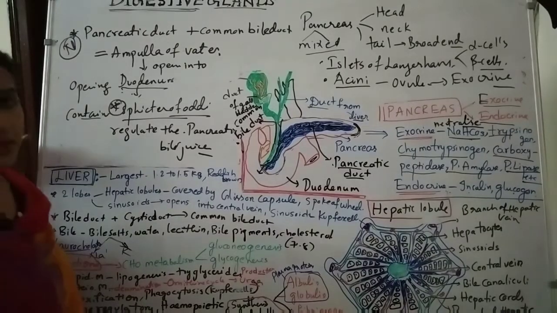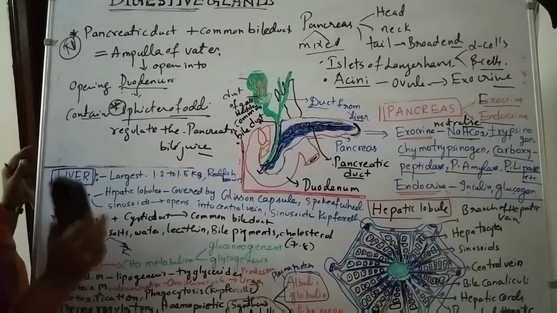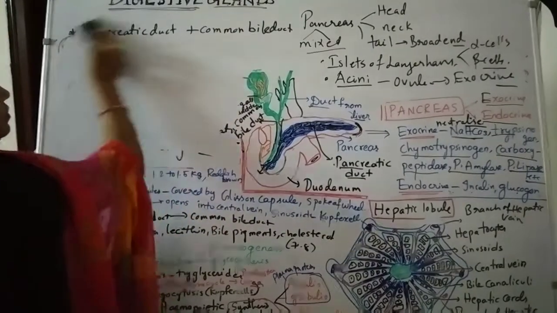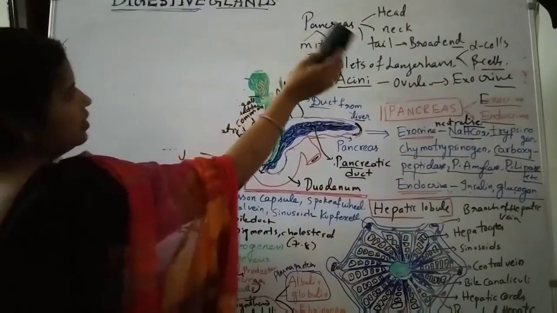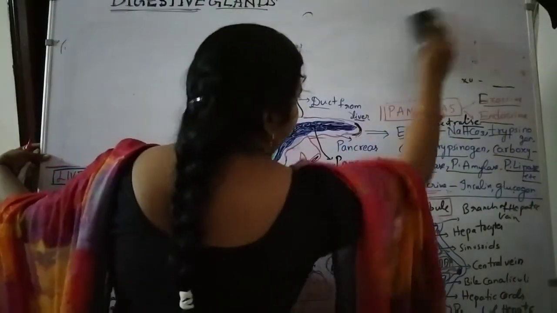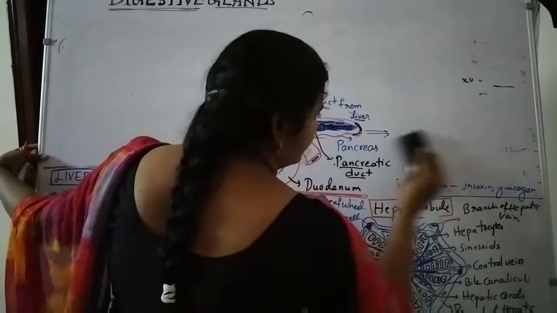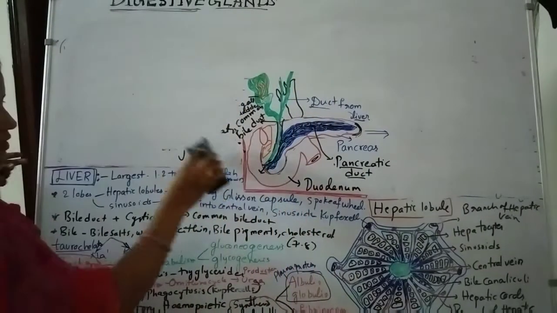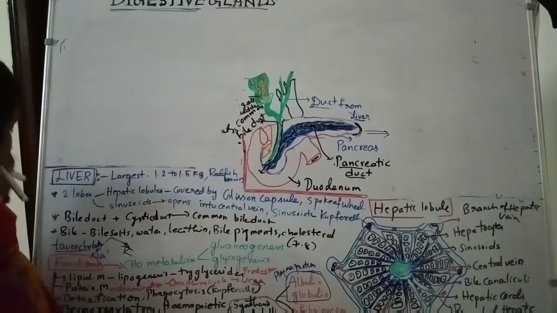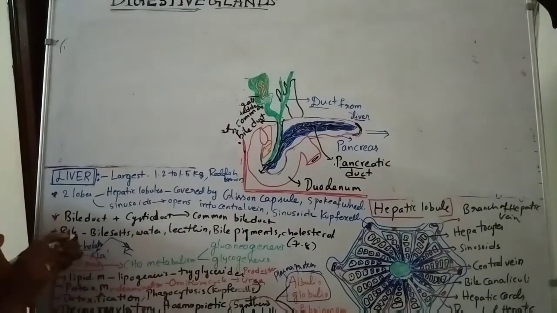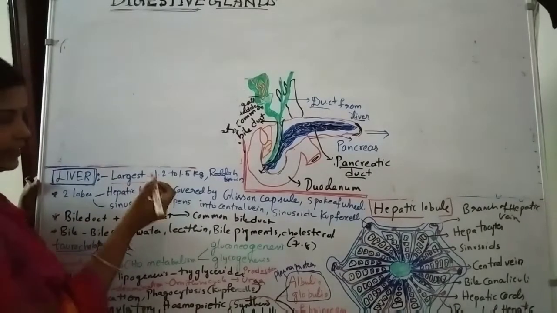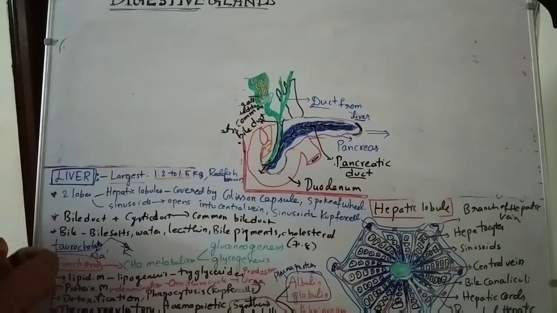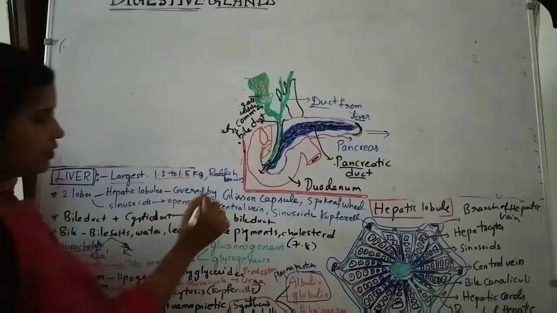Now we are going to see the largest gland, that is the liver. Okay, the largest gland. See, now you won't get confused about anything. See clearly, only the liver we are covering now. So the liver is the largest gland. It weighs about 1.2 to 1.5 kg, and it is reddish brown in color.